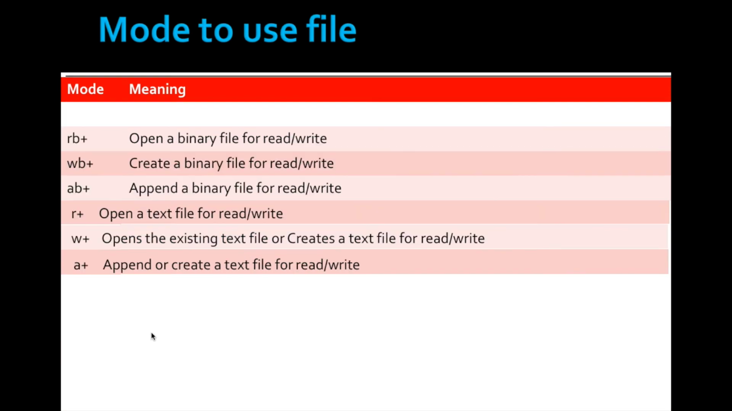Now a few more modes are available. rb+ means we can perform both read and write. wb+ means we can perform read and write on a binary file. ab+ means we can perform read and write in append mode. So in the first case, we have only read, write and append respectively. Here we can do all of this on a binary file. In the same way for text files, we have r+ for read and write, w+ for read and write on an existing file or a newly created file, and last is a+ for append. So those are all the modes.